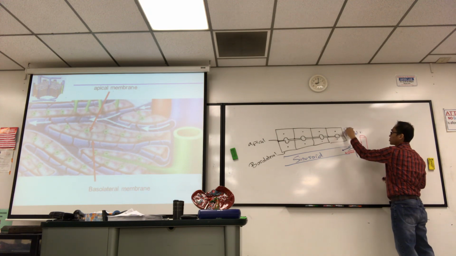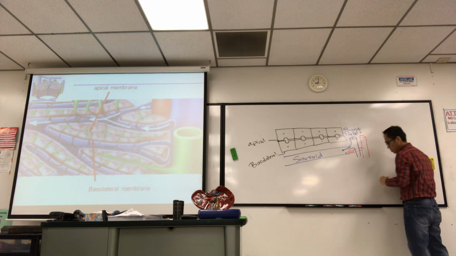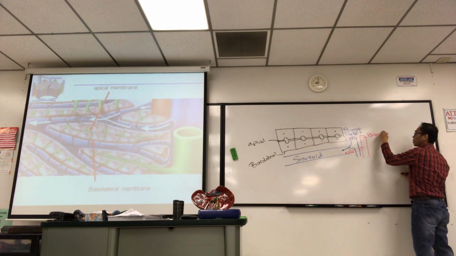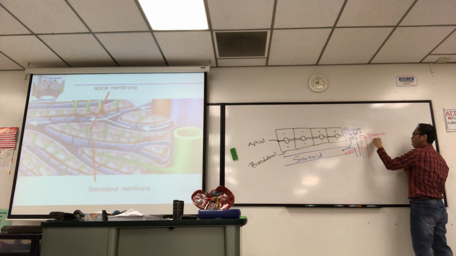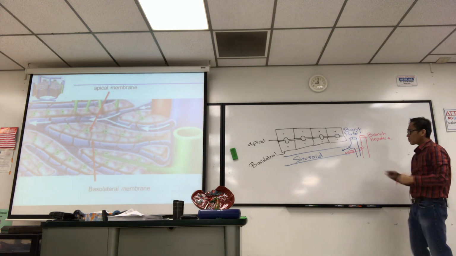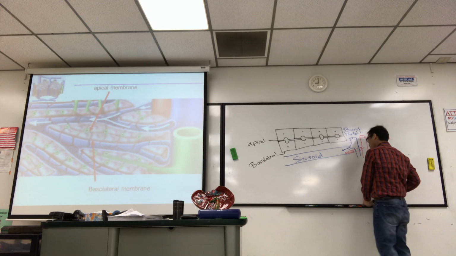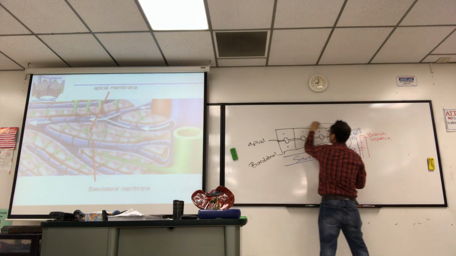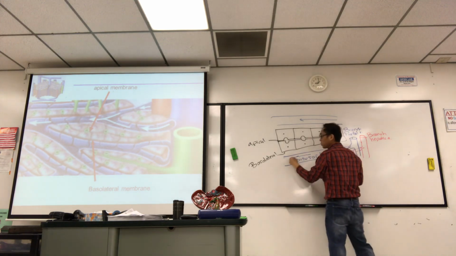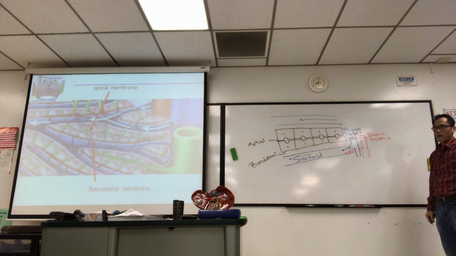Portal vein branch. Branch of the hepatic artery. So that blood is flowing by. On either side you have a sinusoid. So the blood's flowing this way, toward the central vein. Once it gets to the central vein, you're on the way out.